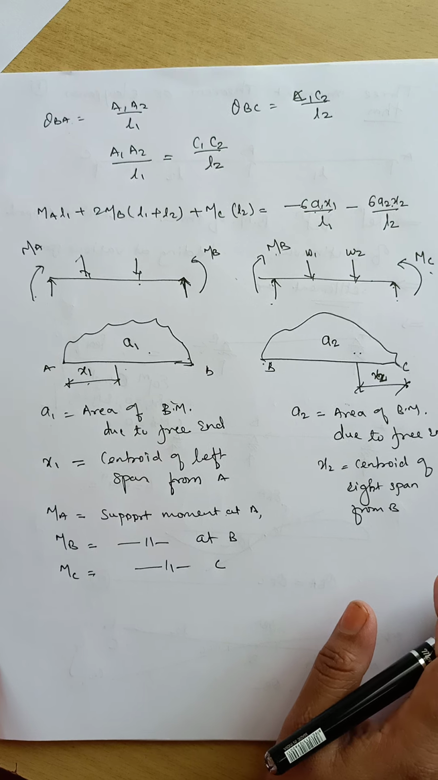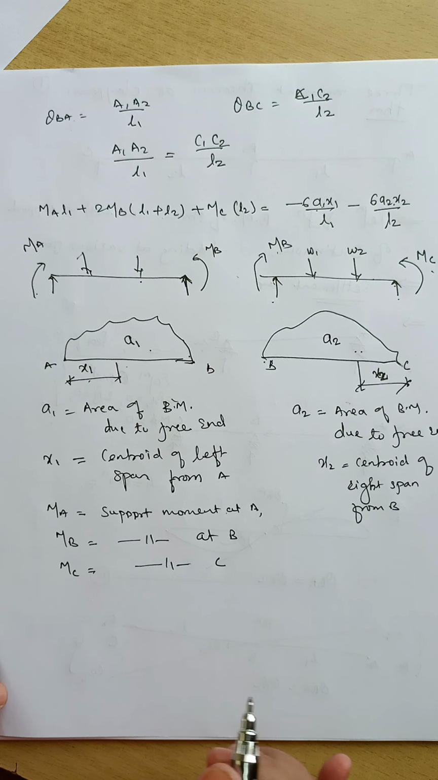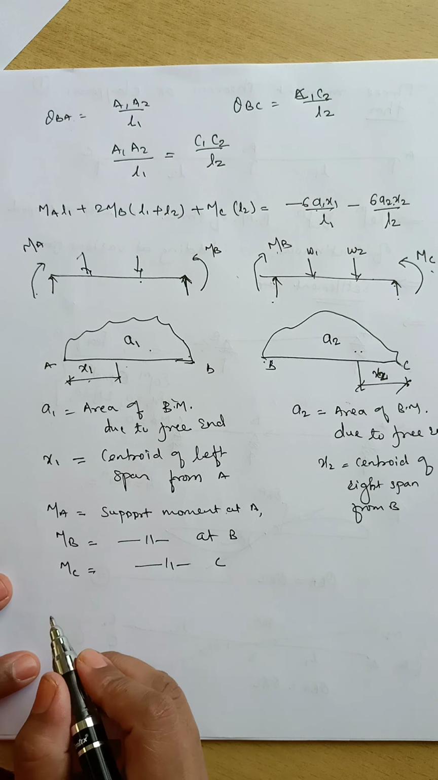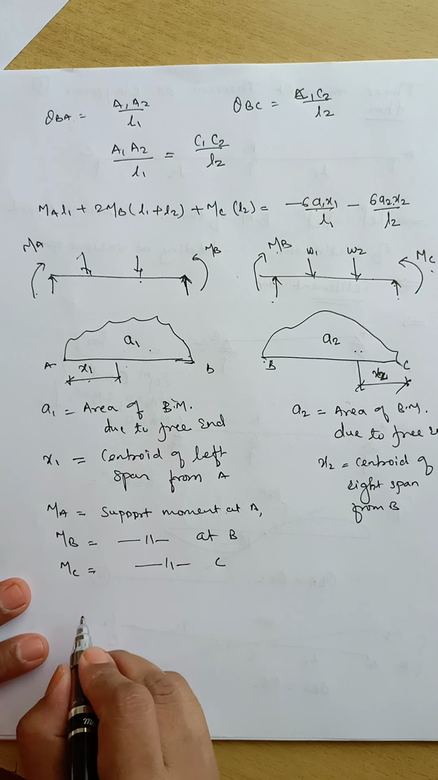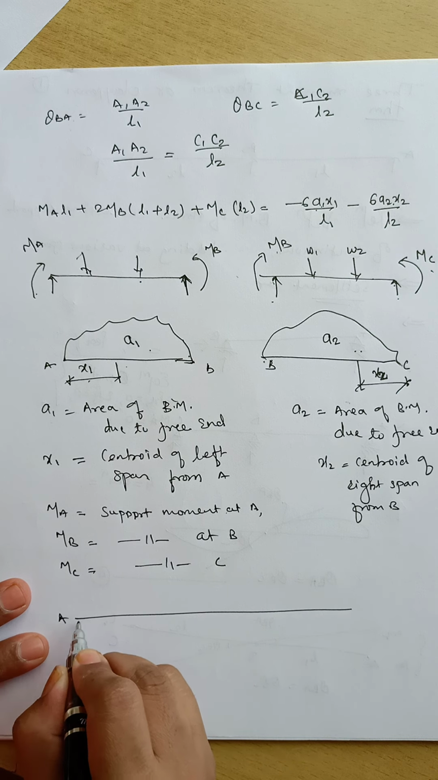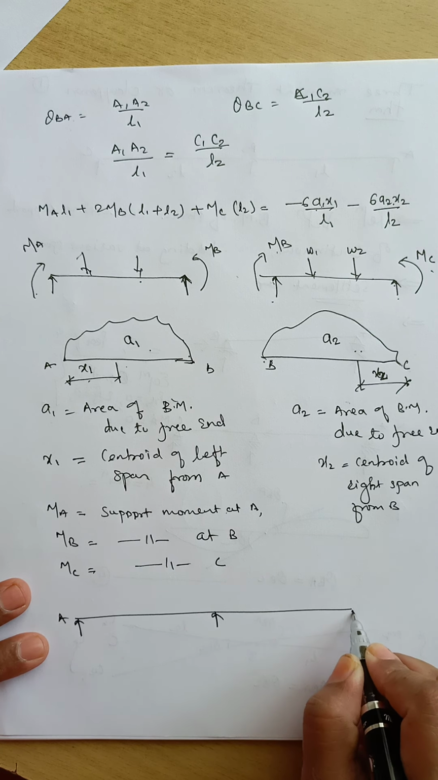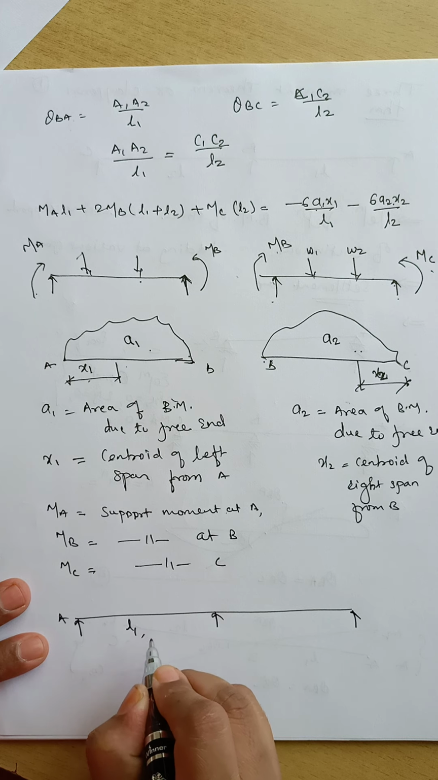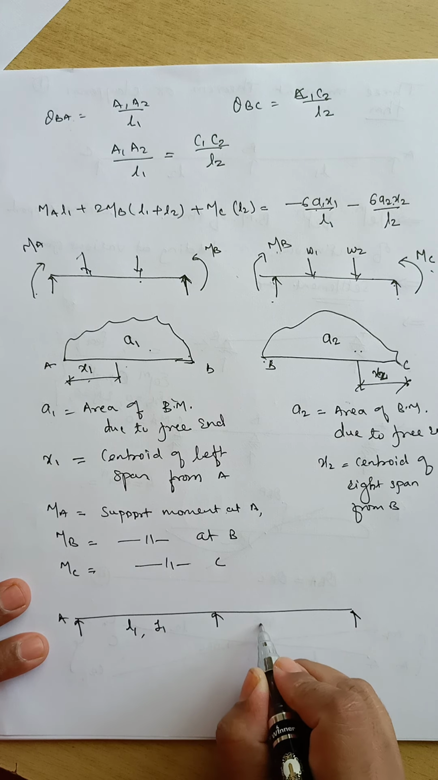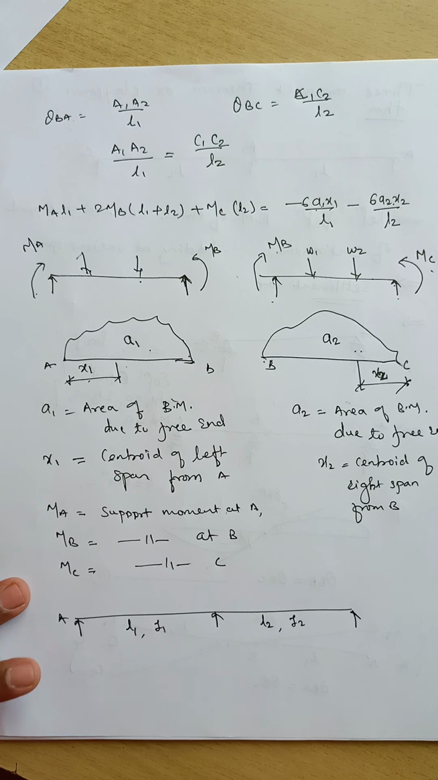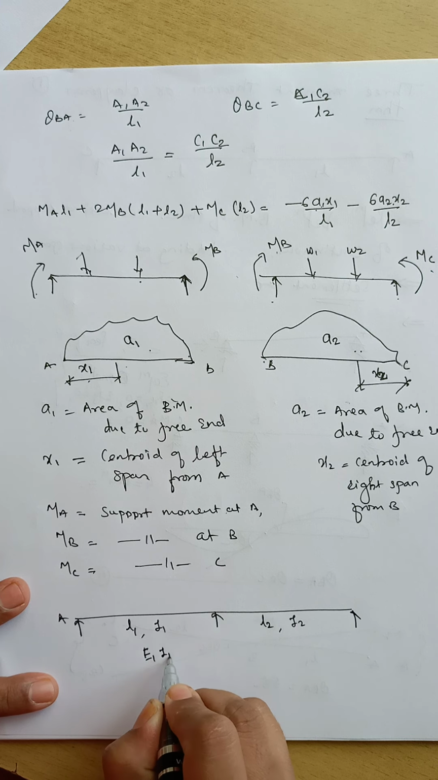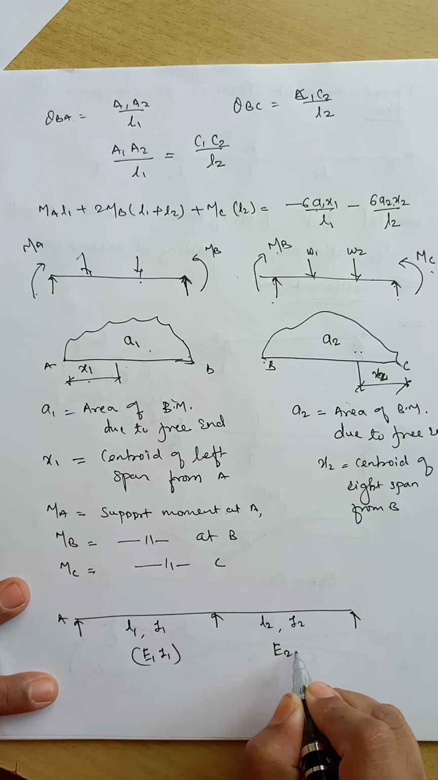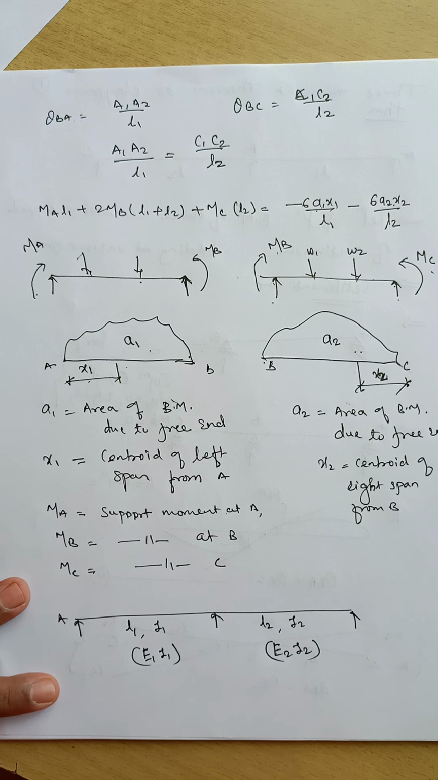Now, if the flexural rigidity is given, like this: beam A, B, C is a continuous beam with flexural rigidity I1 and I2 given. I1 and I2 are different values, or directly we can consider E1, I1 also, no doubt. That is the flexural rigidity that is given.